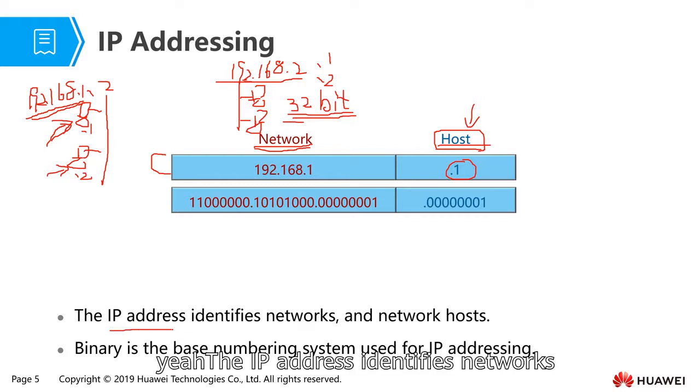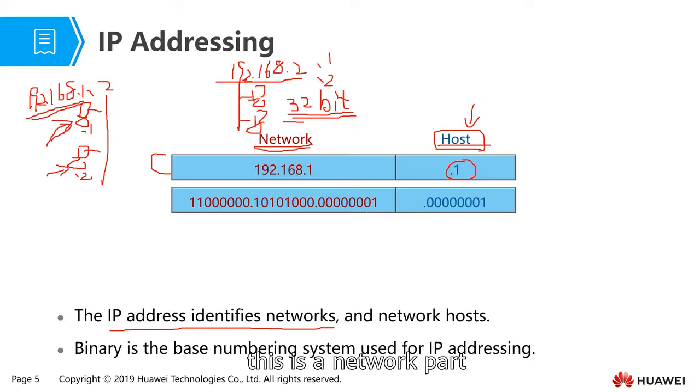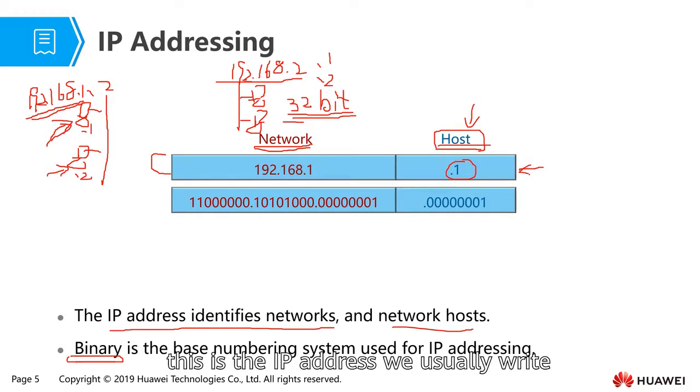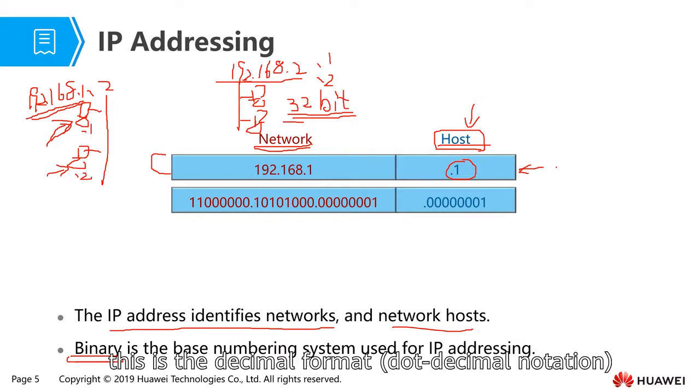So the IP address identifies the network, this is the network part, and the host, this is the host part. In the computer we use binary, and this is the IP address we usually write for us human beings to read. This is the decimal format.